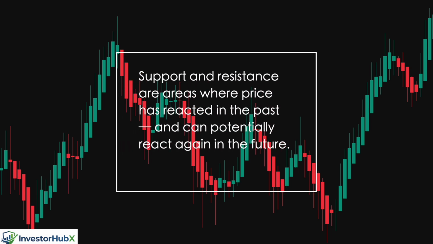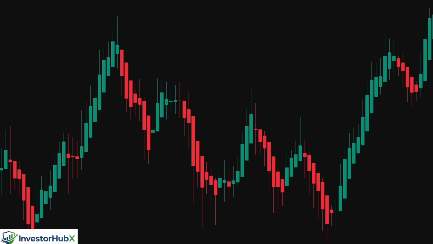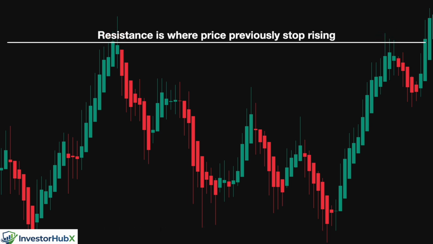Support and resistance are areas where price has reacted in the past and can potentially react again in the future. Support is where price previously stopped falling. Resistance is where price previously stopped rising.